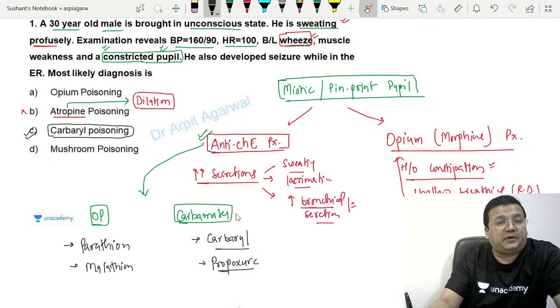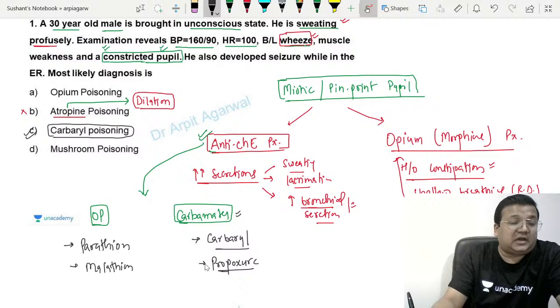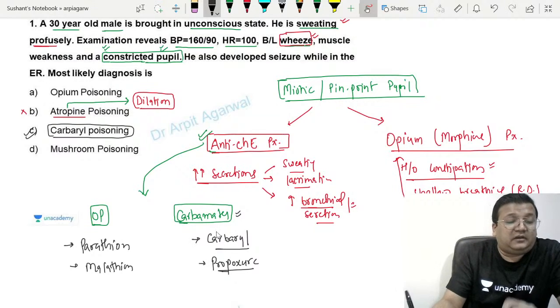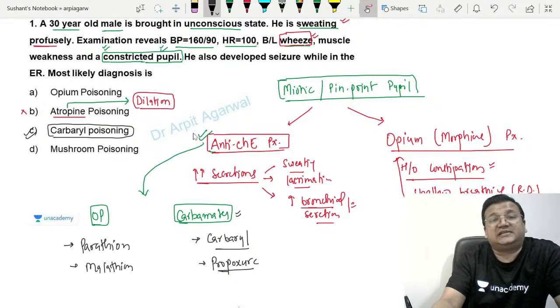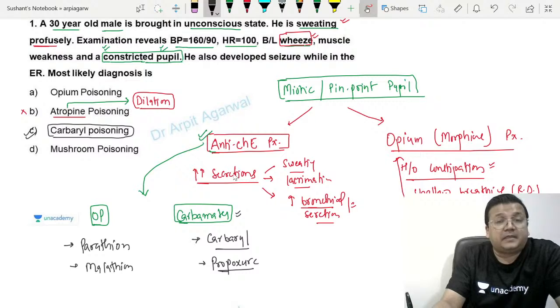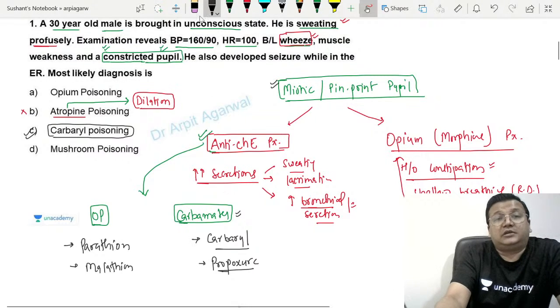Carbaryl is a type of carbamate insecticide. So clear? Aditya, Simran, Nivita, Maitri, why is this an anticholinesterase poisoning? Because we have miosis and we have increased secretions. What is the confusion here? The confusion is this BP and heart rate.